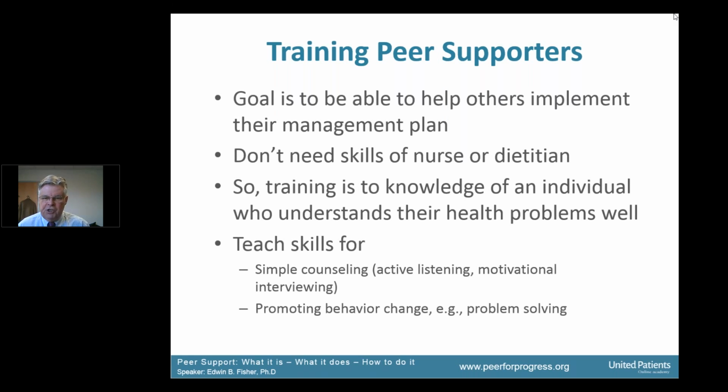Training peer supporters is a big challenge for many. It's not as complicated as people fear. The goal is to be able to help others implement their disease management plan. The peer doesn't need to set the plan. That's for the doctor and the nurse. So they don't need the skills of a nurse or a dietitian or a physician or a physical therapist. They need the skill of a smart patient who understands very well how to manage their disease so that they can then share that understanding of how to do it with others. We also need to teach them skills for simple counseling, like active listening. Motivational interviewing is very popular in many peer support training programs, and skills for promoting behavior change, such as problem solving.